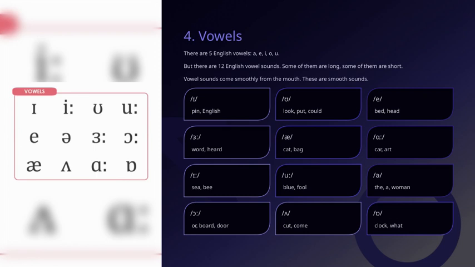"come". Moving on, the /e/ sound is in "bed" and "head", and /ɑː/ lengthened as in "car" or "art". Finally, there's the /ə/ schwa sound, which is very common in unstressed words like "the", or "woman", and the /ɒ/ sound found in "clock" and "what". Understanding these vowel sounds is fundamental because they help us pronounce words clearly and accurately, which connects directly to the overall theme of mastering pronunciation in English.